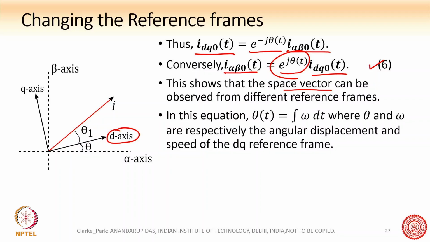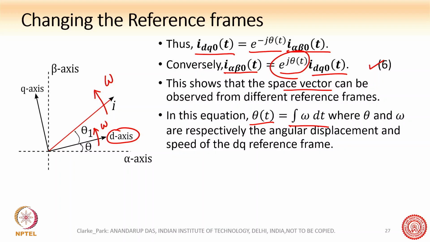Okay, now here what is theta? Theta is integral omega dt. Now one thing that we will introduce is that, as we already know, this space vector is rotating at omega speed, but now let me do one thing. I will also say that the d axis is rotating at omega speed, at the same speed.